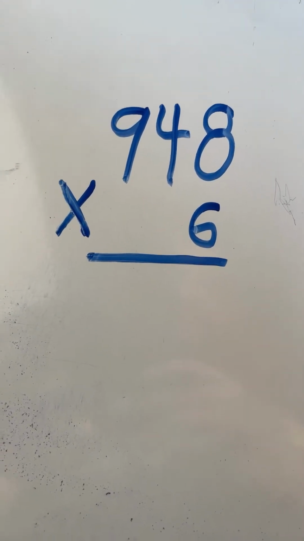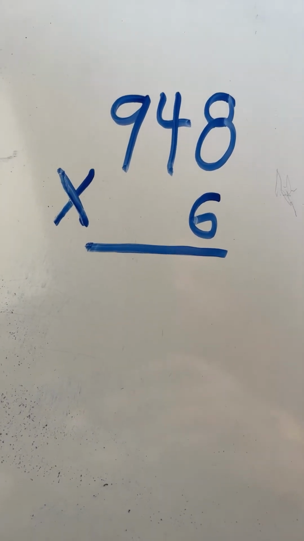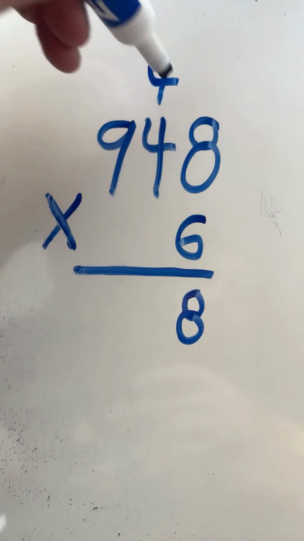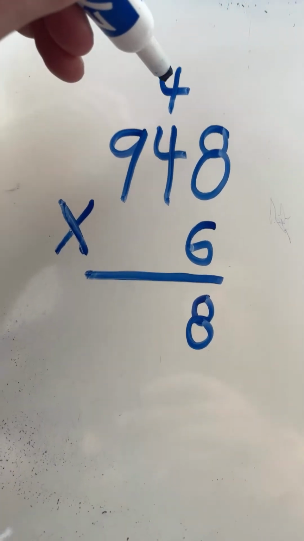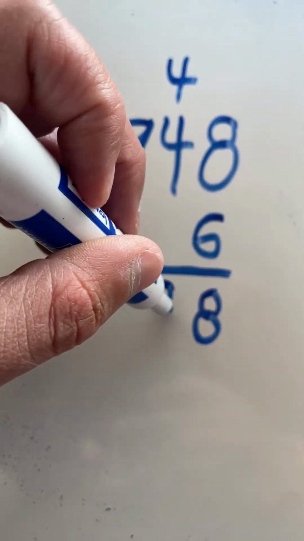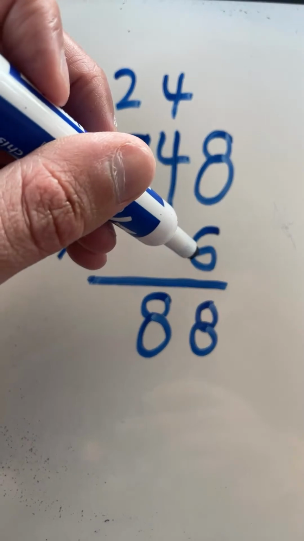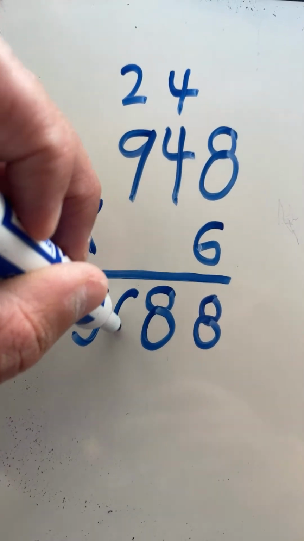948 times 6. 8 times 6 equals 48. 8, carry the 4. 4 times 6 equals 24, plus 4 equals 28. 8, carry the 2. 9 times 6 equals 54, plus 2 equals 56.